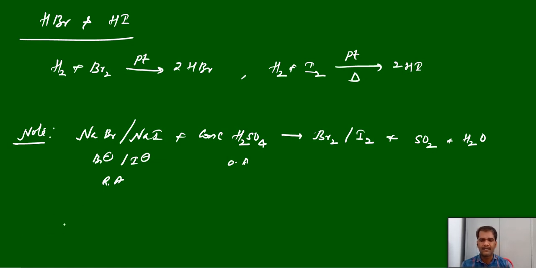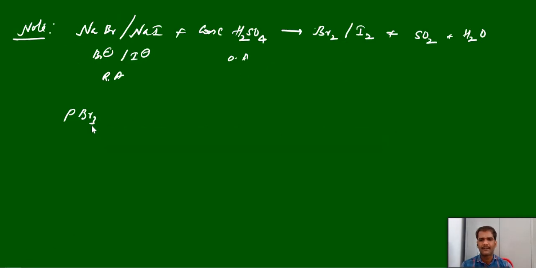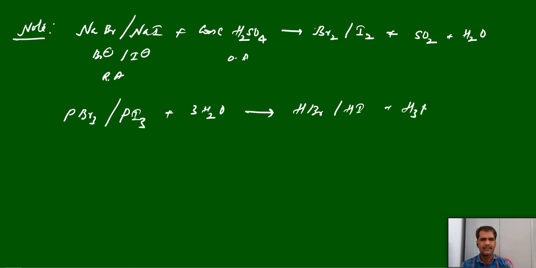Then how can we prepare them another way? We can take phosphorus bromide or phosphorus iodide. If we hydrolyze it, you will get HBr or HI. The byproduct is phosphorous acid. So these are two preparation methods of HBr or HI.